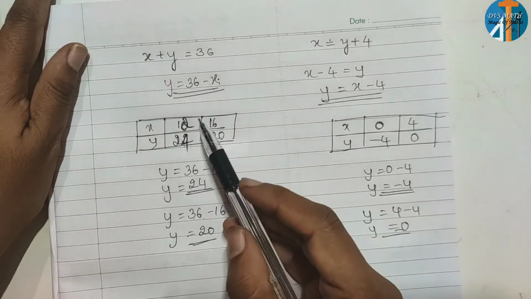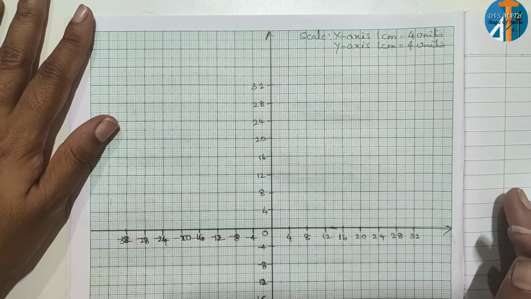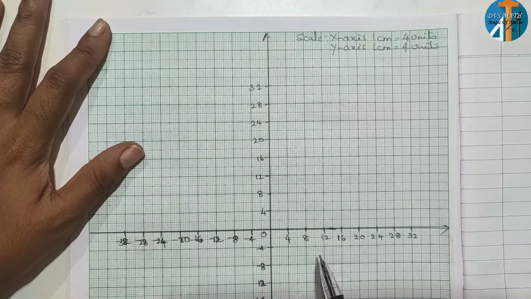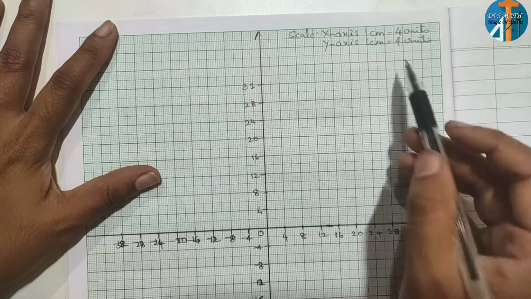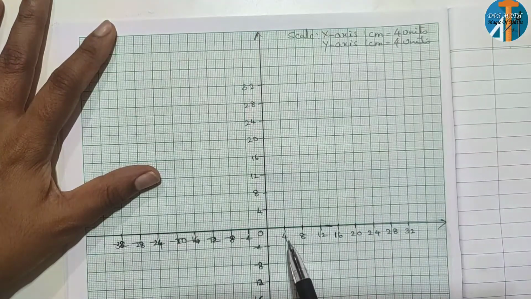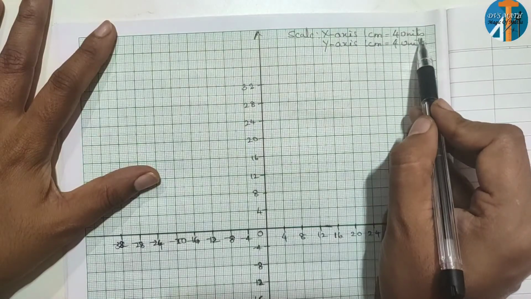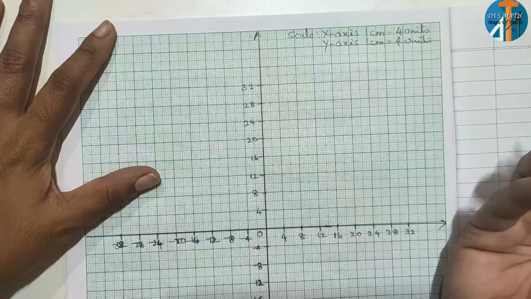So now we got the points. By using these points, let me plot the graph. As we have taken higher values like 36, 12, 24, now you can observe the scale here. Here we took 1 box as 1 centimeter, but I took 4, 8, 12, 16, multiples of 4s. So it is 4 units. Here y is also 1 centimeter, so 4 units, multiples of 4.